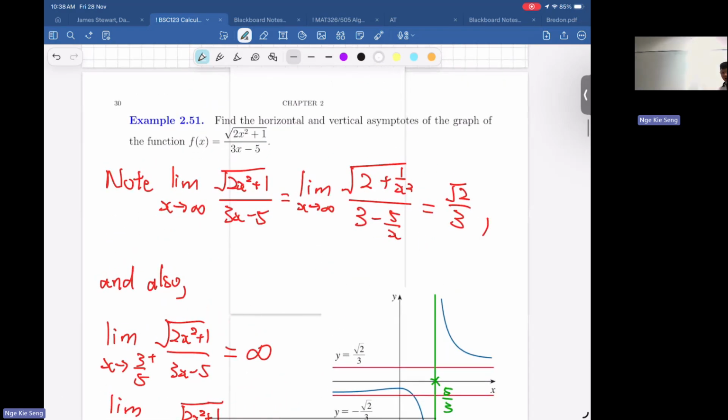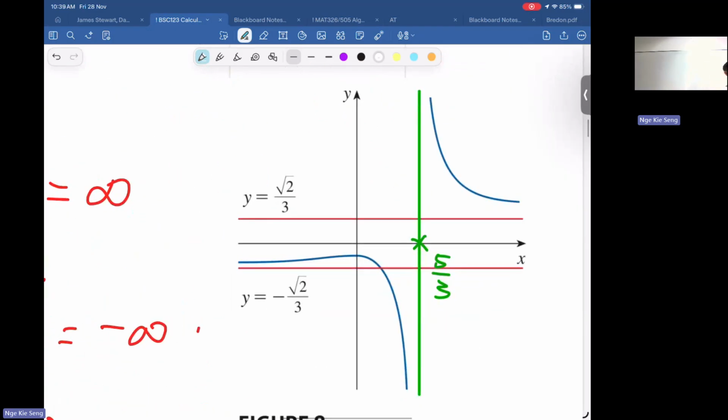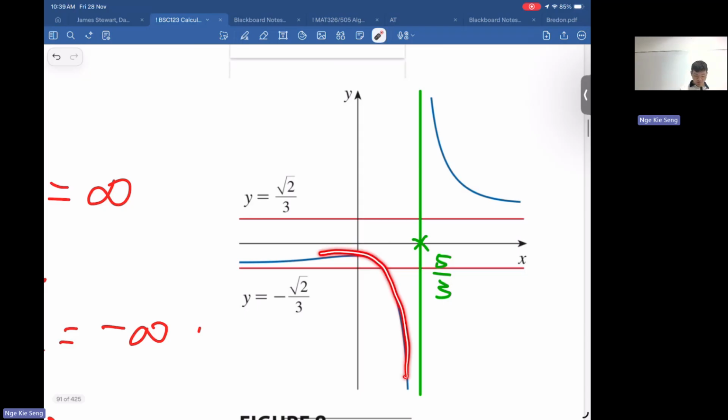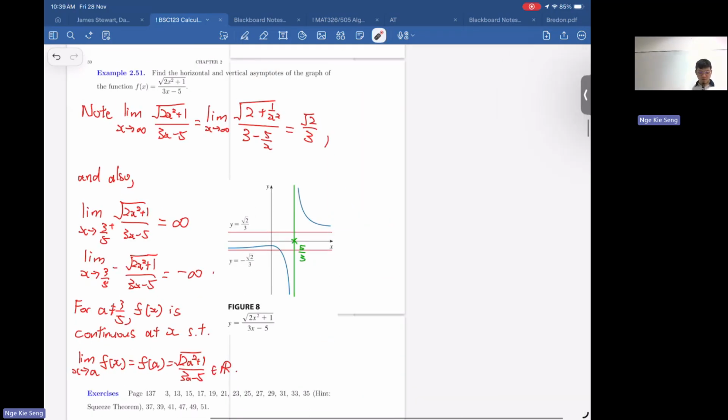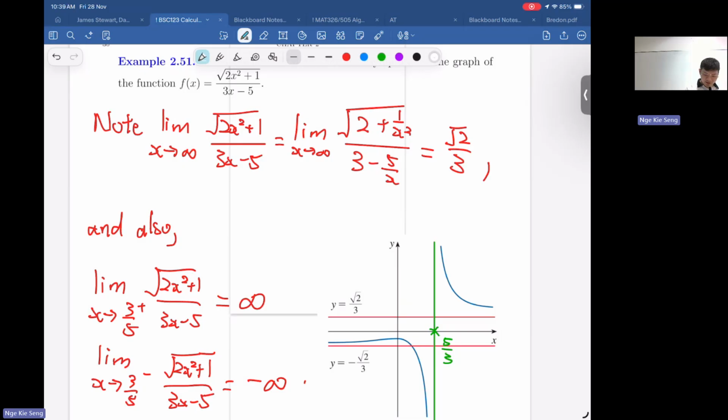To find the horizontal and vertical asymptote, let's start with one of them: the horizontal asymptote. What's the behavior of the horizontal asymptote here? If you look at this picture, the red line is the horizontal asymptote. This is the behavior when the graph goes to infinity or negative infinity: you will get very close to a horizontal line. So what you need to do is compute the limit.